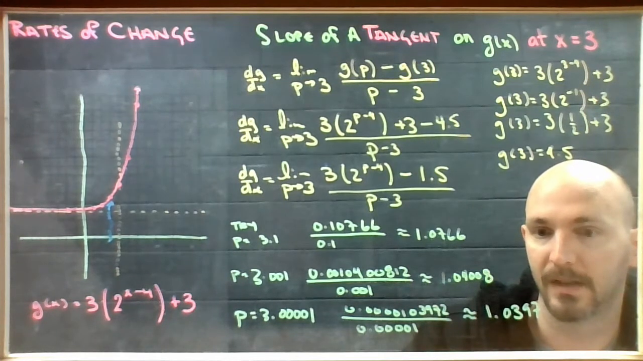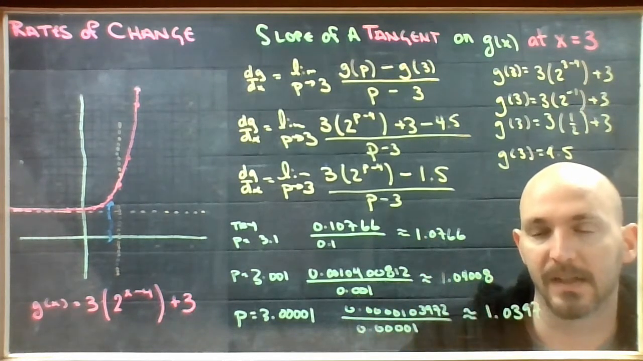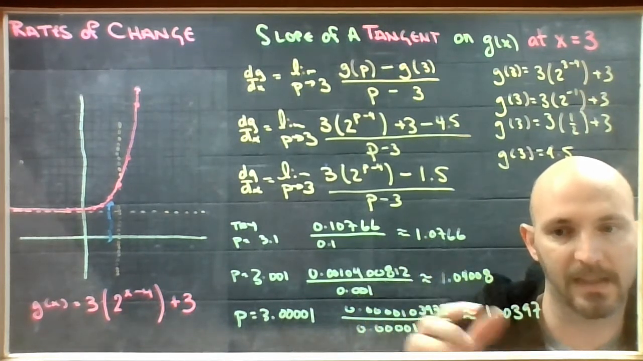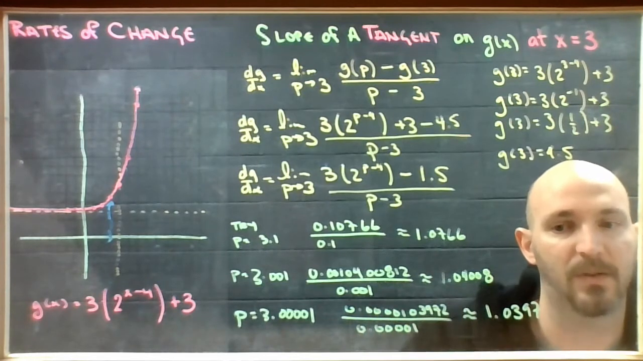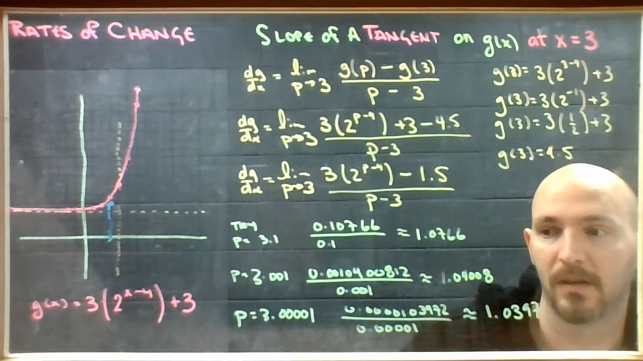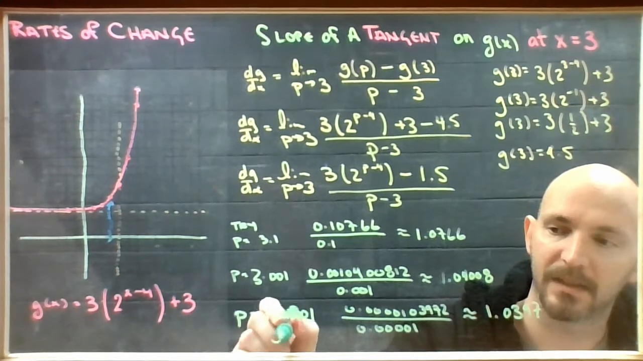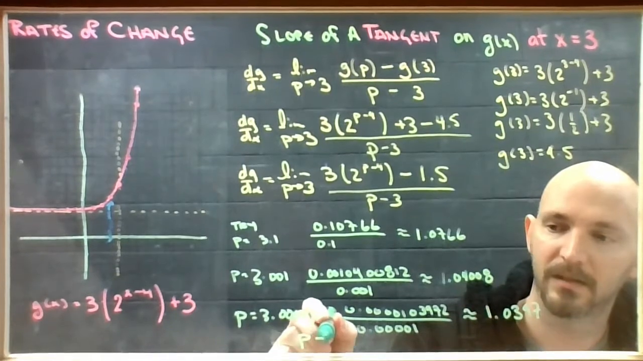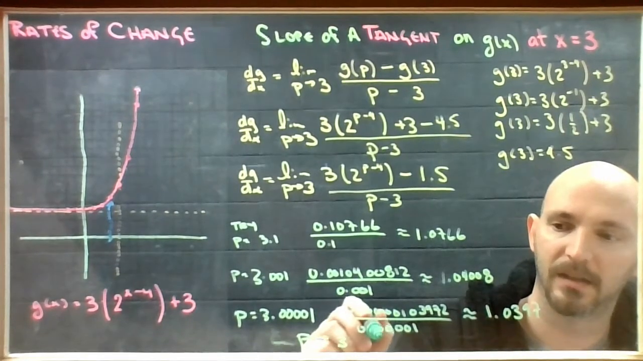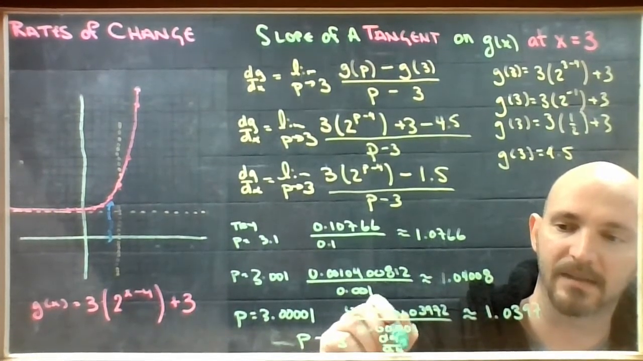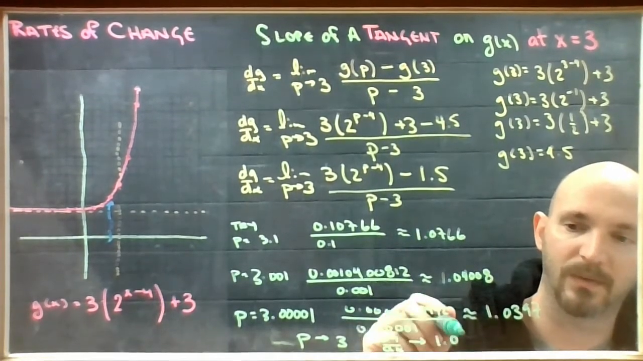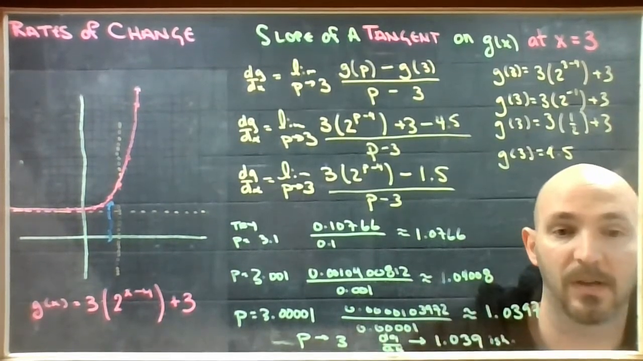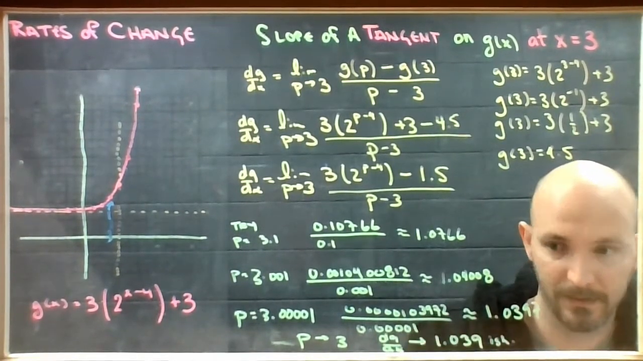All right. So what's happening to these numbers as I get closer and closer and closer to 3? Well, these look like they're settling somewhere around 1.03 and a bit. So it looks like the limit, as P goes to 3, dg by dx is going to 1.039-ish. Now I could keep going to be more precise, but I think that will do.